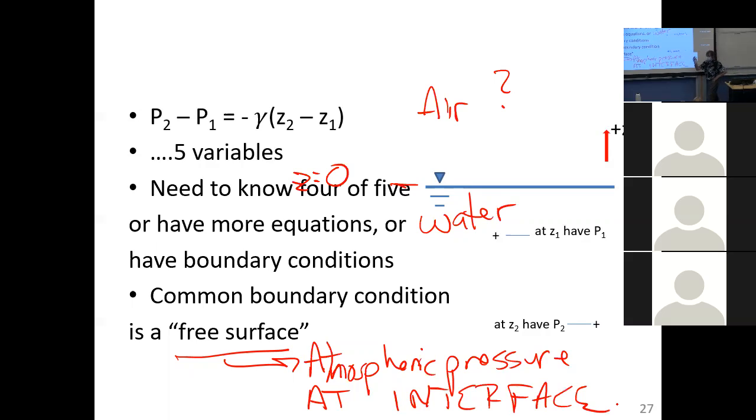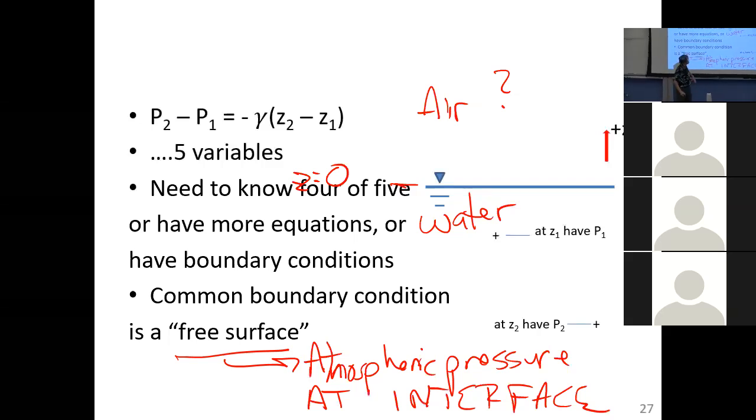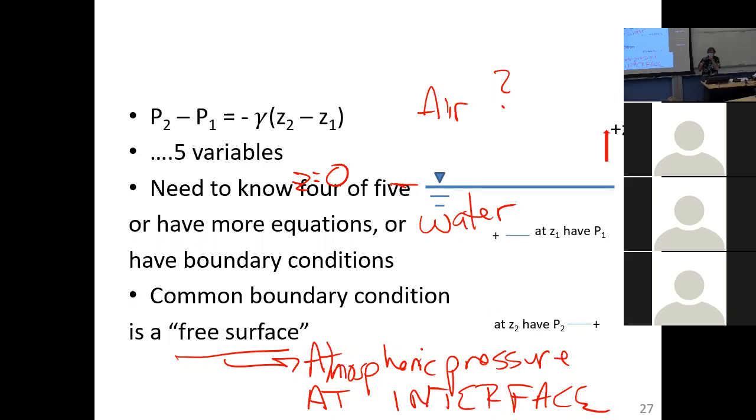Put that in capitals, at the interface. You could have atmospheric pressure somewhere in the continuum, and that's what you'll see. So we're going to talk about that. But a free surface has a very special definition: atmospheric pressure at the interface.